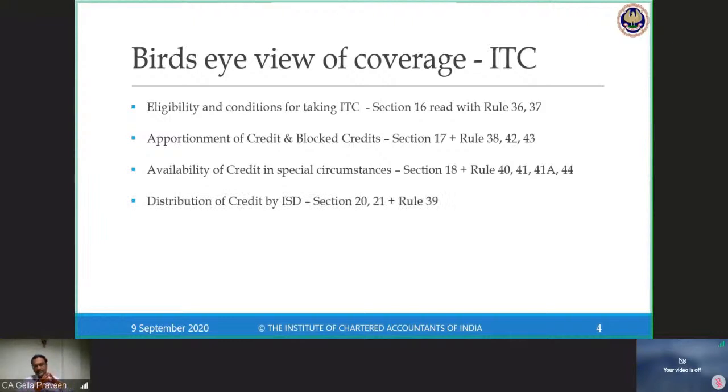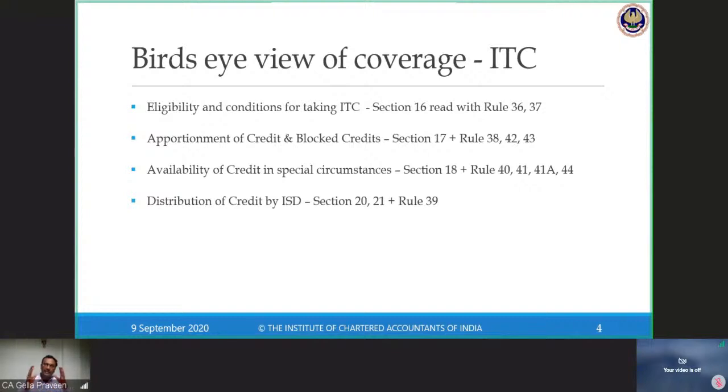Then we have distribution of credit by an input service distributor, which is covered under section 20 and section 21, read with rule 39. Input service distributor is a concept which has been borrowed from our service tax era. As a business entity, if you are registered in one state and also have places of business in other states, you will be called a distinct person under section 25. So if I have received common credits, that is, input tax credit on common services.